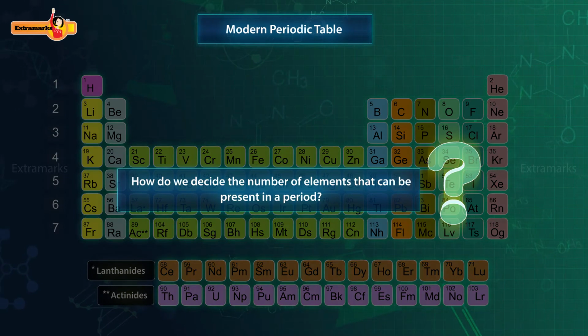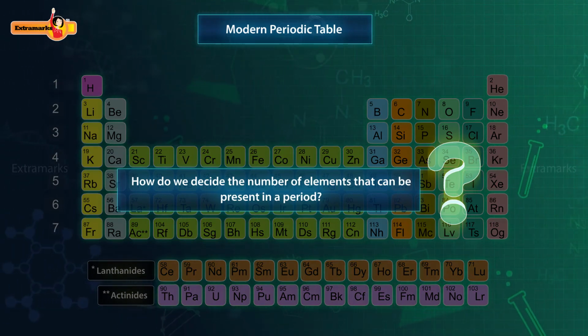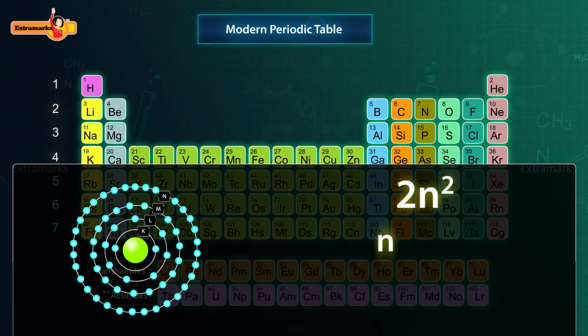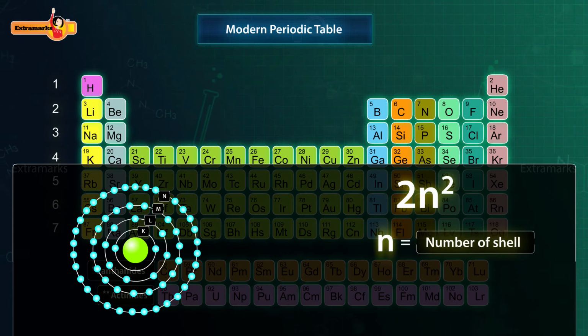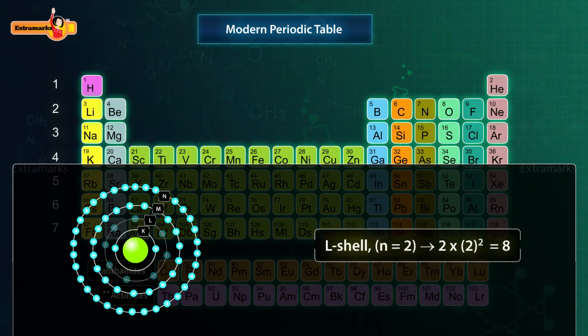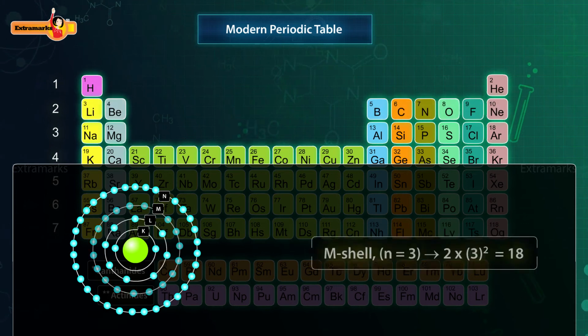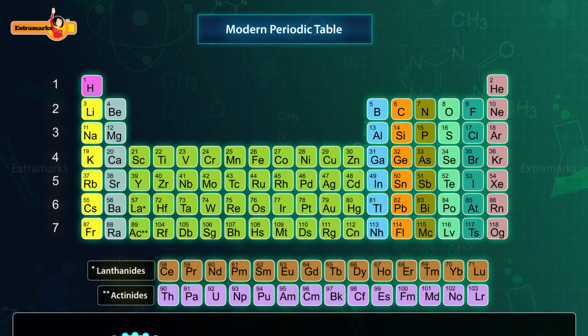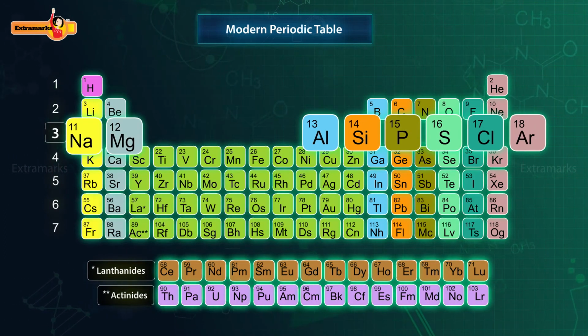Now, how do we decide the number of elements that can be present in a period? This can be explained by determining the maximum number of electrons that can be accommodated in the various shells of an atom. To calculate this, we use the formula 2n², where n is the number of the given shell from the nucleus. For example, K shell can accommodate 2 electrons, hence the first period has 2 elements. L shell can accommodate 8 electrons, hence the second period has 8 elements. M shell can accommodate 18 electrons, but the outermost shell can only have 8 electrons. So, the third period also has 8 elements.